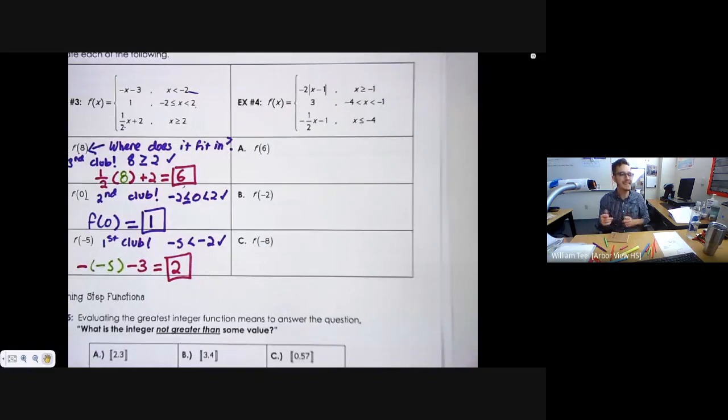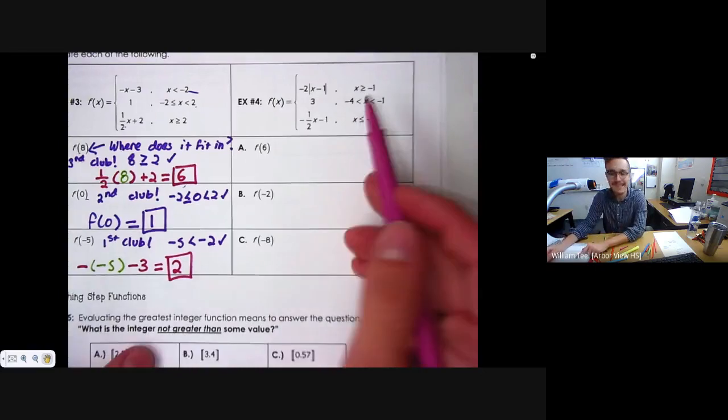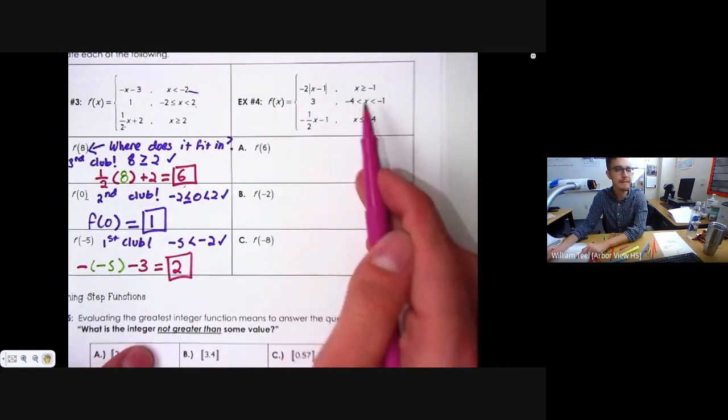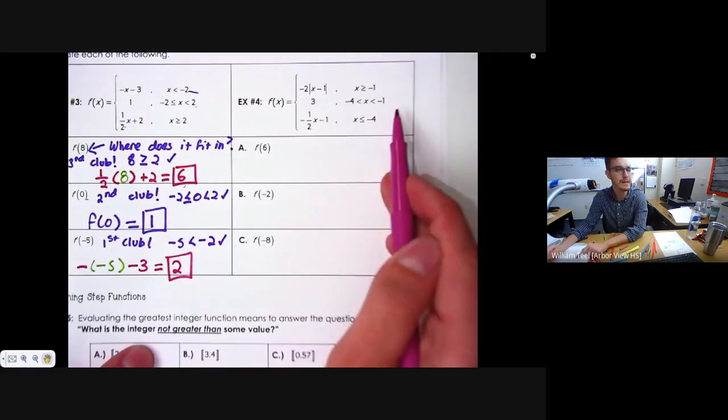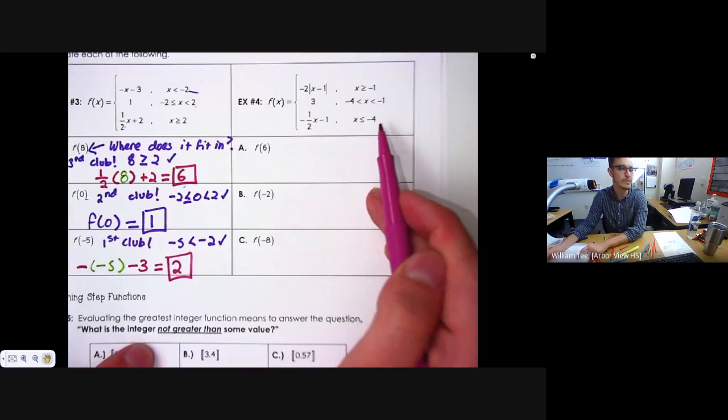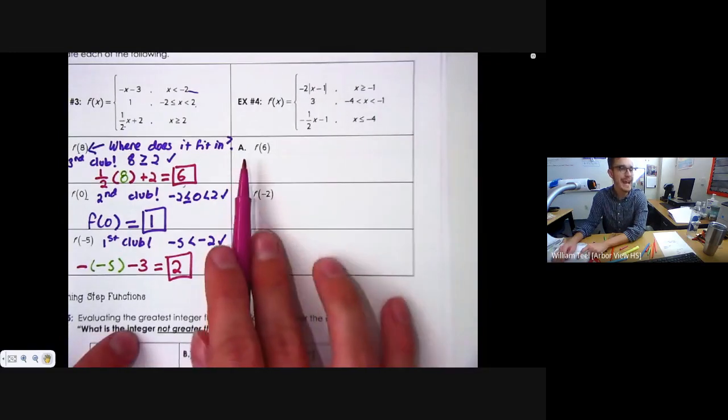So I have f of x is equal to -2 times the absolute value of x minus 1 if x is greater than or equal to -1. I have f of x is equal to 3 if x is between -4 and -1. And I have -1/2 x minus 1 if x is less than or equal to -4. Our first one, A, is f of 6.